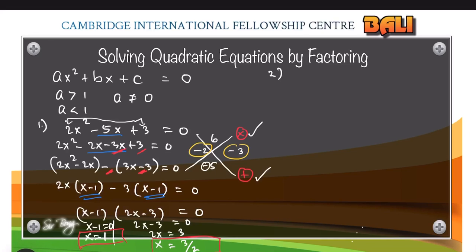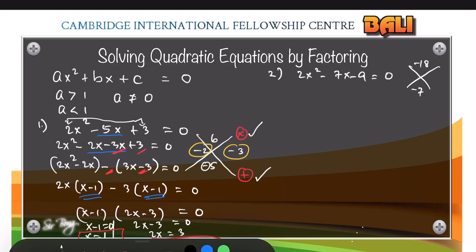Another example. So we have 2x squared minus 7x minus 9 is equal to 0. So this is minus 7. The product of the leading coefficient and the third term is minus 18. So again, take note, this number is the product of the two factors, and this one is the sum of the two factors. What are the factors of negative 18 that will give you a negative 7?